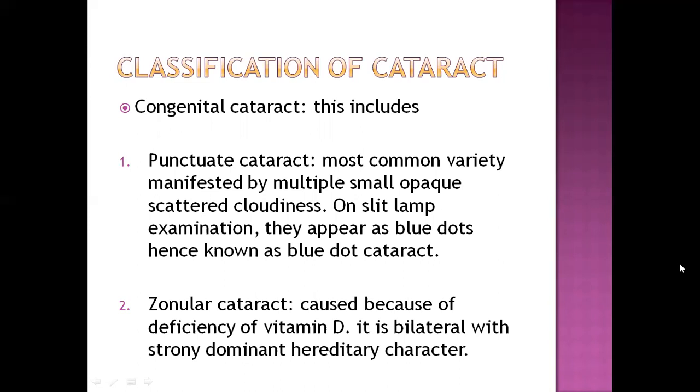Punctate cataracts are manifested by small, multiple, opaque, scattered cloudiness. They are also known as blue dot cataract because the small scattered cloudiness appears as blue dots. Zonular cataract is caused by deficiency of vitamin D in the body. It is bilateral, can occur in both eyes at a time, with a strongly dominant hereditary character. So it is basically genetic.